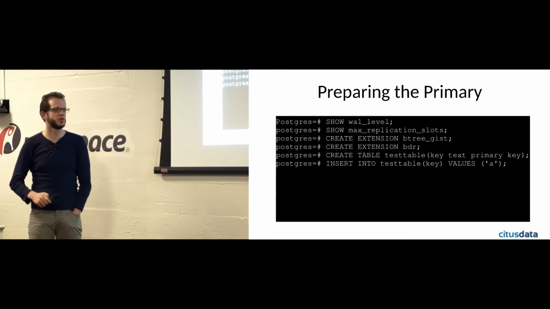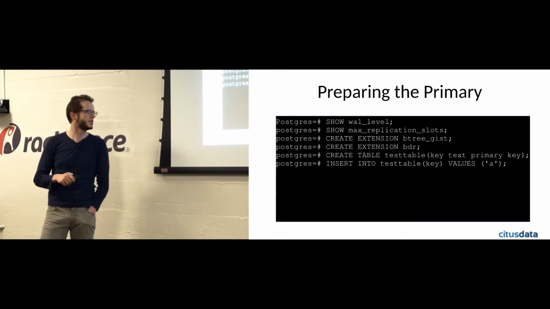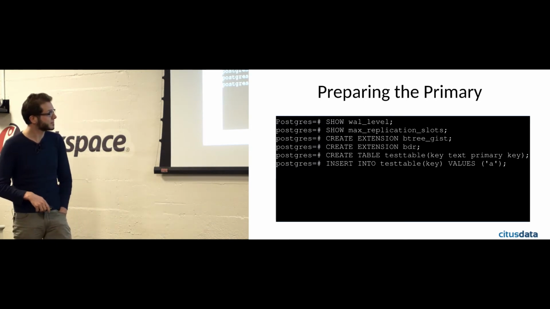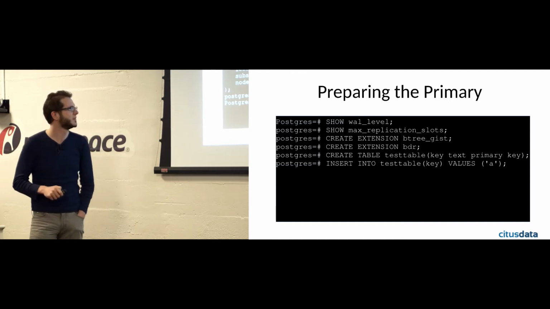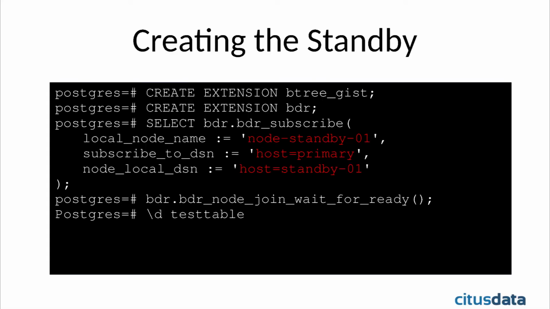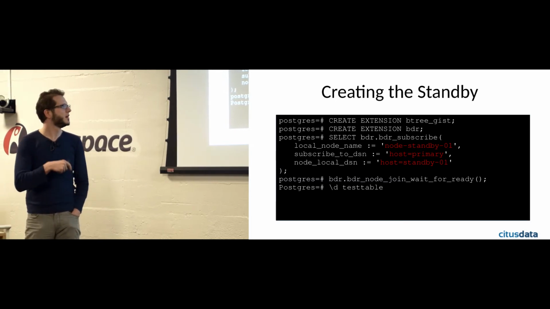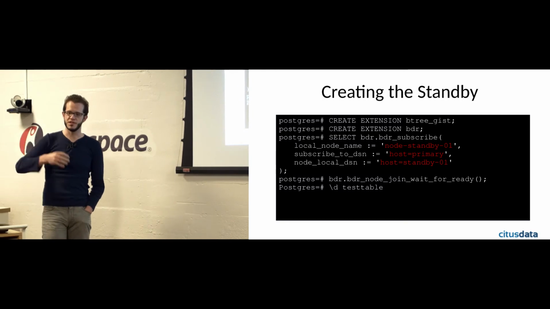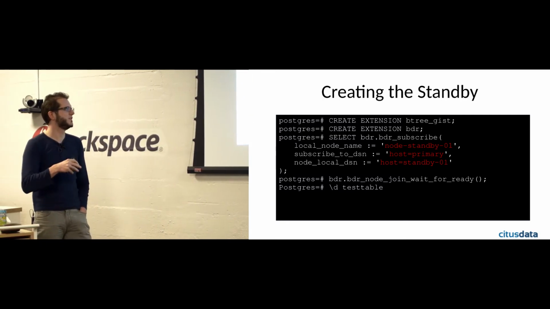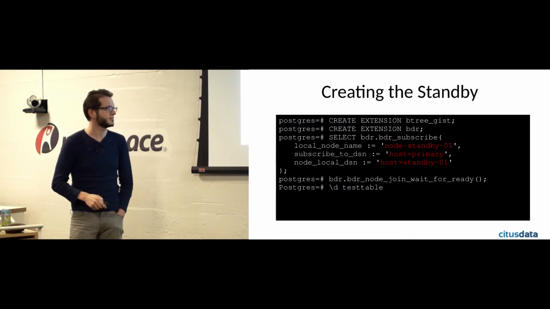So just to make sure we have some data, we can just create a table and insert something. And now comes the important part. On the standby, we have a function called bdr.bdr_subscribe, which means that this node, the standby, connects to the master and does all this cloning of the existing data and then receiving all the changes from there on.